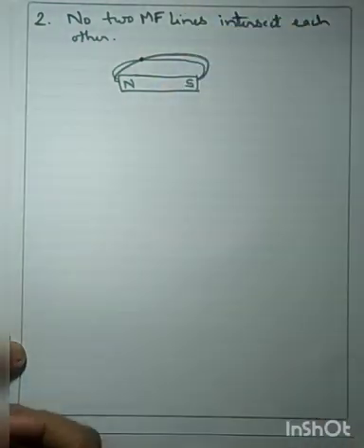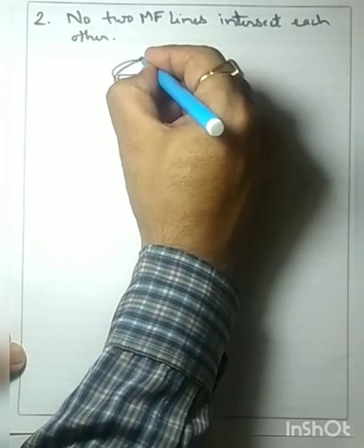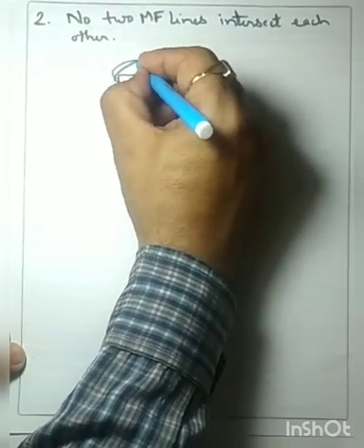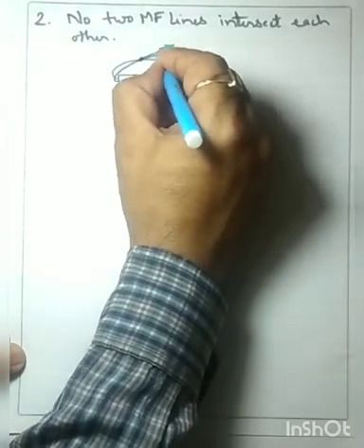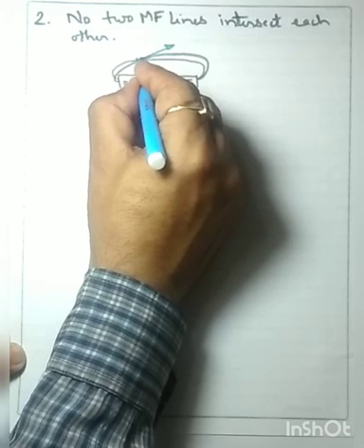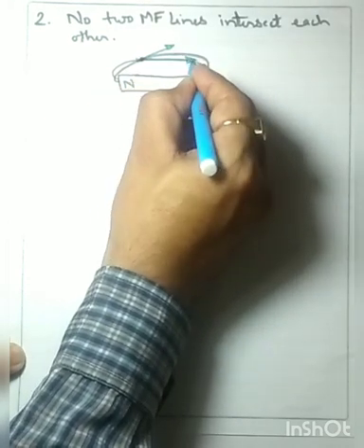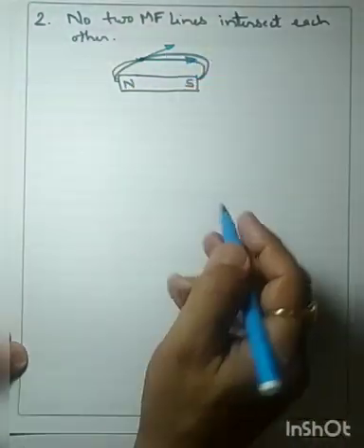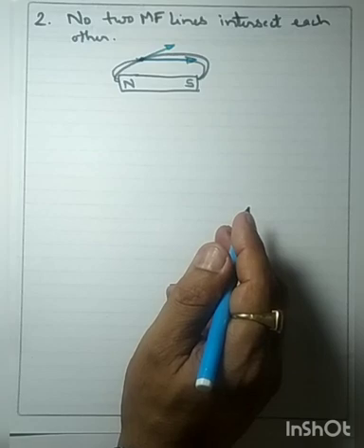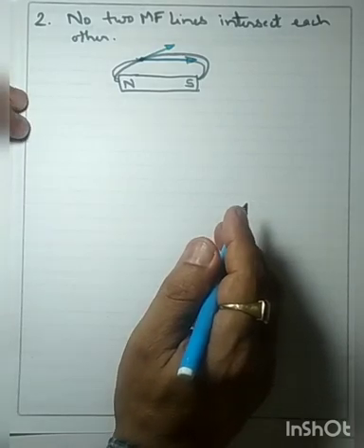Because if we draw the tangent to the point, suppose if we draw tangent to this point, then we get one direction. If we draw tangent to this point, we get another direction. Means we cannot get two directions at the same point. We cannot get two directions of the magnetic field at the same point of intersection. That's why this is not possible.